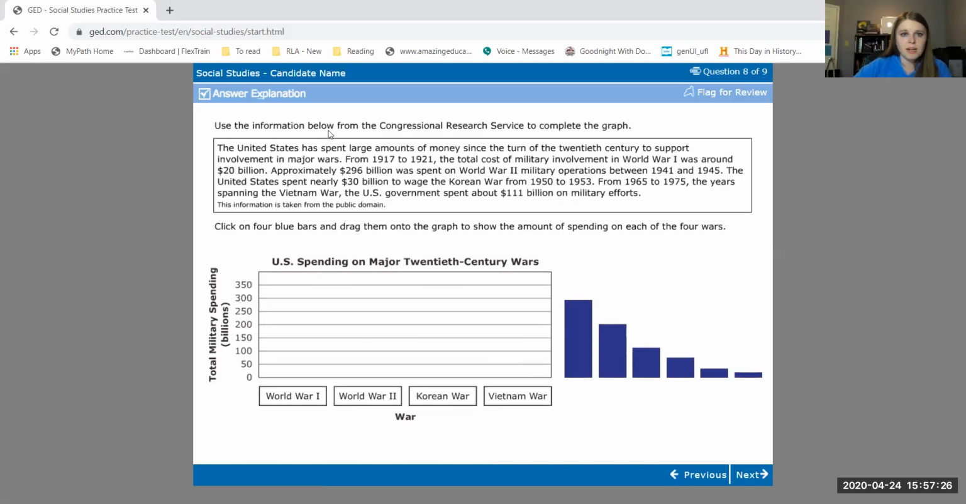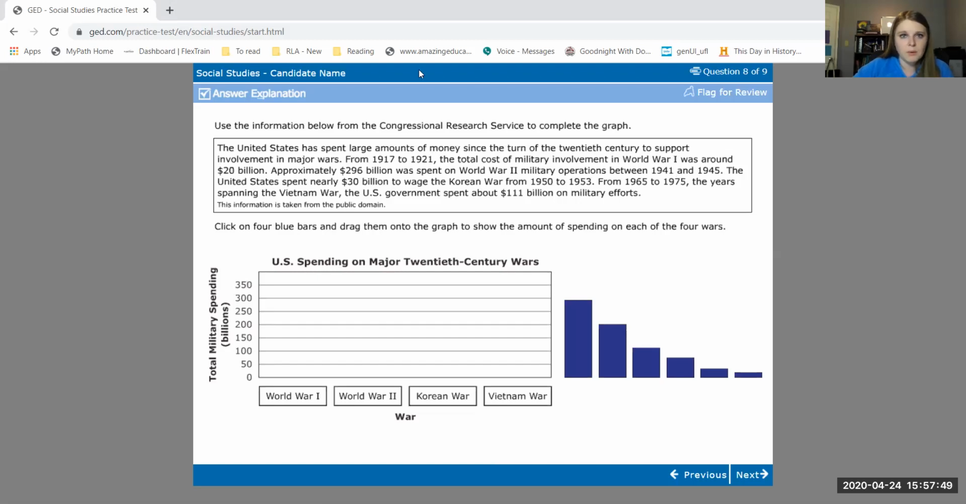It says, use the information below from the Congressional Research Service to complete the graph. The United States has spent large amounts of money since the turn of the 20th century to support involvement in major wars. From 1917 to 1921, the total cost of military involvement in World War I was around $20 billion.